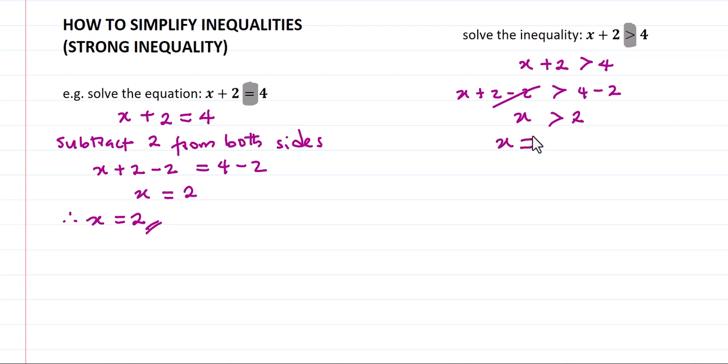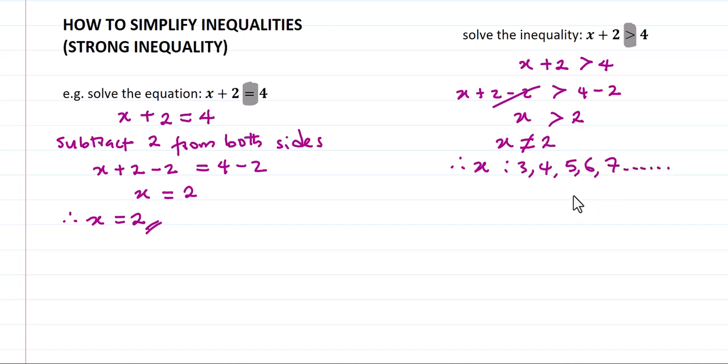X is not equal to 2. This is a strong inequality and it says that x is greater than 2. It simply means the values above 2 are the range of values of x. So therefore, x is equal to what? Or x are the following values: 3, 4, 5, 6, 7, and up till positive infinity.